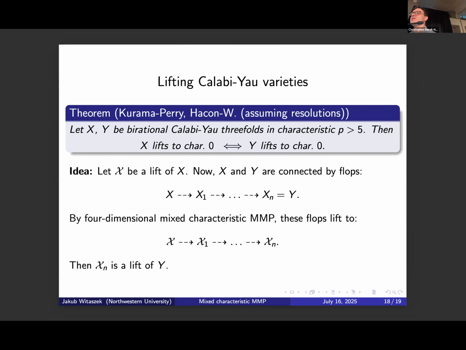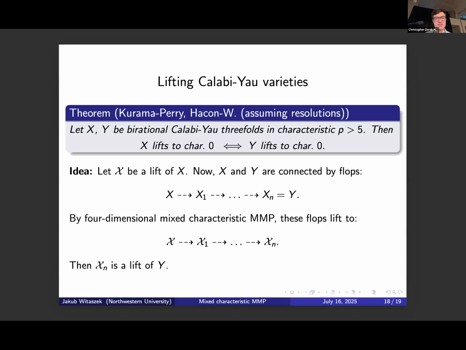Unfortunately, these kinds of methods do not apply in the singular setting. Okay, so here's the result. Let X and Y be birational Calabi-Yau threefolds of characteristic p greater than 5. Then if X lifts all the way to characteristic 0, and not every positive characteristic variety lifts to characteristic 0, it's a special property of varieties, then Y is going to lift as well. In other words, liftability of Calabi-Yau varieties in dimension 3 is a birational invariant.